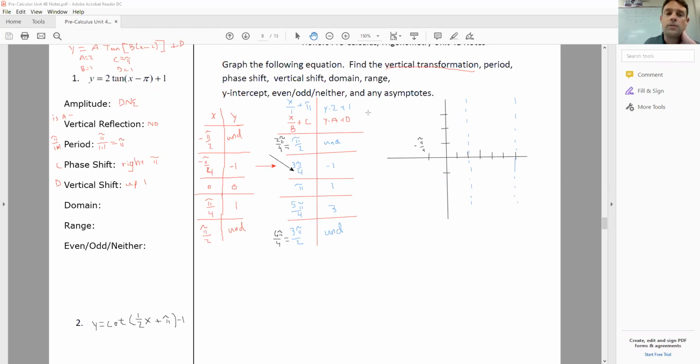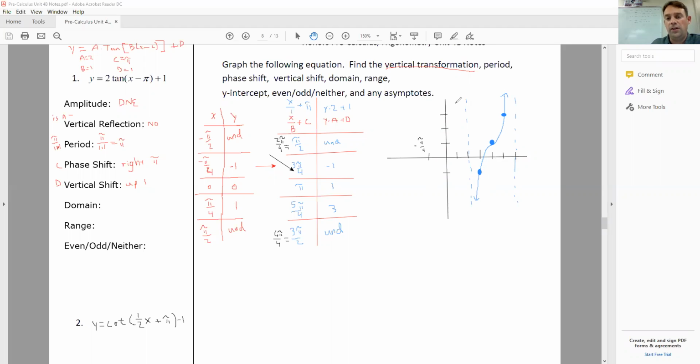There we go. So there's my asymptotes. We're going to throw our points out there then. 3 pi over 4, negative 1. Pi is positive 1. 5 pi over 4 is positive 3. I'm going to go ahead and graph off my point of inflection. So I'm going to start from that point of inflection, then go down. Now I make it open up from my point of inflection to go up. So there's my graph.